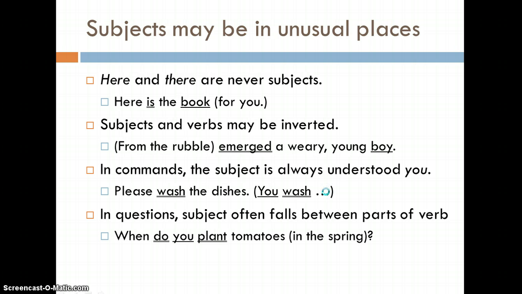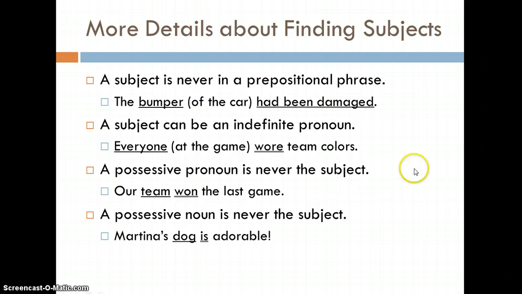It's important to note that a possessive pronoun is never the subject. So if we look at this example here, our team won the game. Team is the subject. Our is a possessive pronoun just telling us whose team it is, so our is not part of the subject. In addition, a possessive noun is never the subject. If we look at this example, Martina's dog is adorable. Martina's is just telling us whose dog it is. So our verb is, and who is adorable? Dog is adorable. Martina's is just describing the dog.